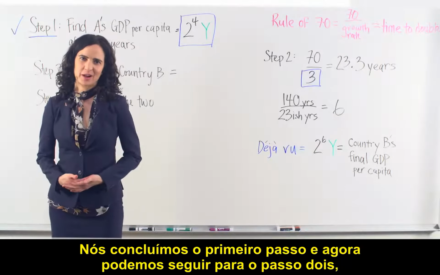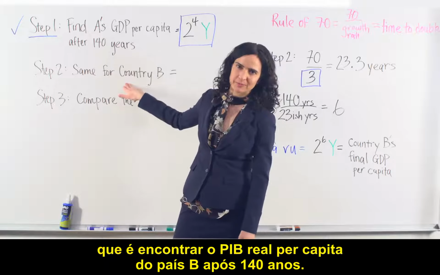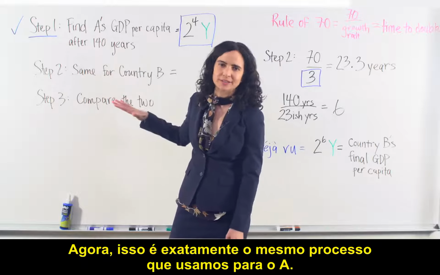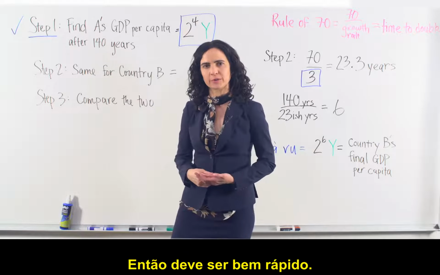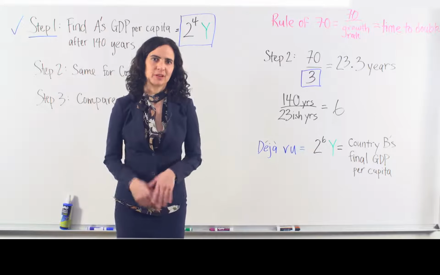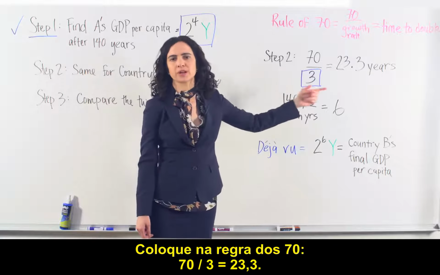We've wrapped up with step 1, and now we can move on to step 2, which is to find country B's real GDP per capita after 140 years. Now this is the exact same process we used for A, so it should go pretty quickly. Country B's growth rate is 3%. Plug that in to the rule of 70. 70 divided by 3 is 23 1/3.